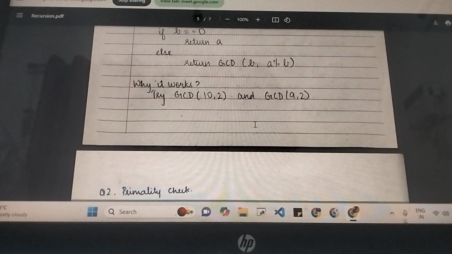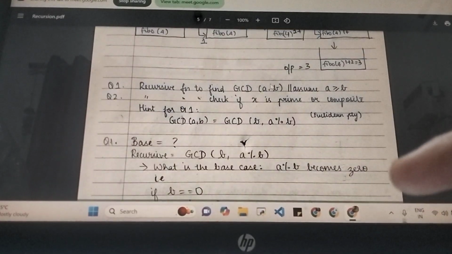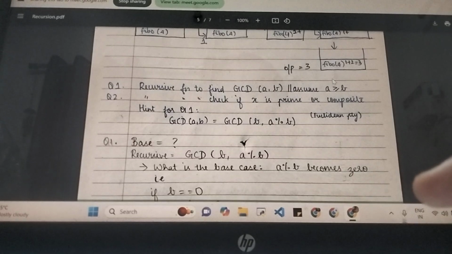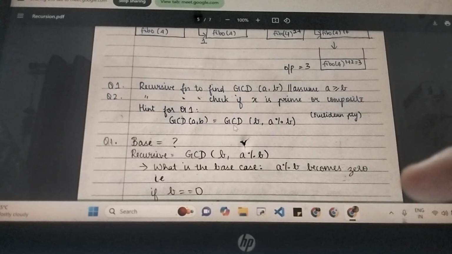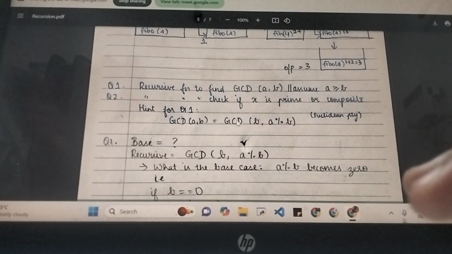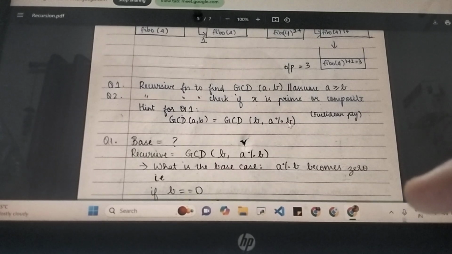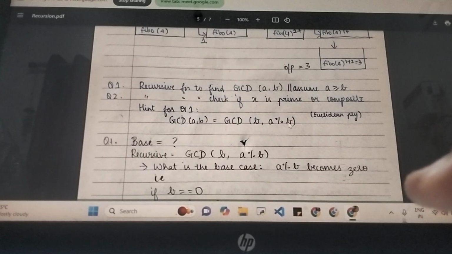So, for instance, this question asks you to find the greatest common divisor of a comma b, assuming a is always greater than or equal to b, and as a hint, they have given you something which looks like a recurrence relation, b comma a mod b. So this looks very clearly like the recursive statement. So a comma b becomes b comma a mod b. This is just my recursive statement.